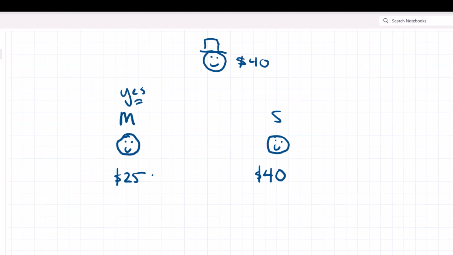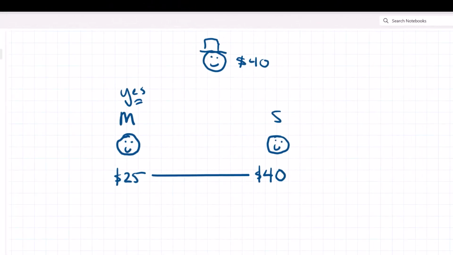So any transfer price between $25 and $40 would lead both managers to potentially say yes. If we put the transfer price below $25, M would say no. If we put the transfer price above $40, S would say no.